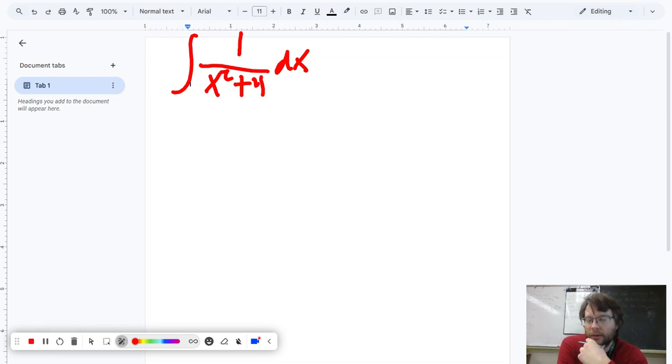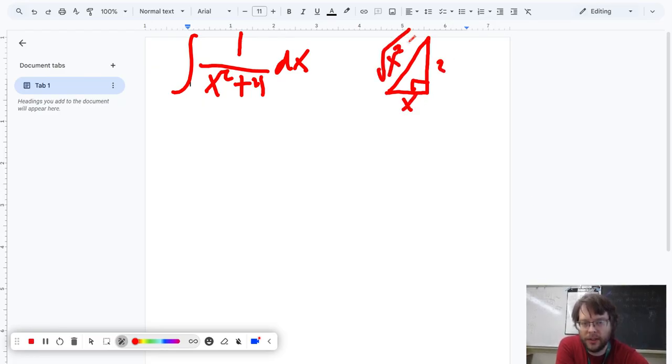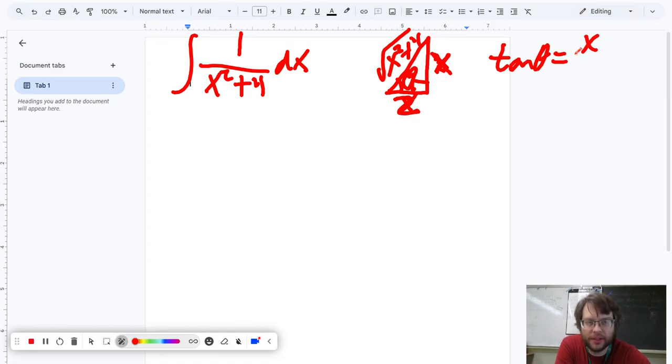So instead, I recognize that this looks kind of like a squared plus b squared. Then I draw a triangle. A squared plus b squared equals c squared. So I know that the hypotenuse is the square root of x squared plus 4. I'm going to call this angle theta. And I'm actually going to switch the x and the 2 just because I like it more when x is the opposite side. And you'll see why in just a second. If I look at my triangle here, I can write that tangent of theta is x over 2.